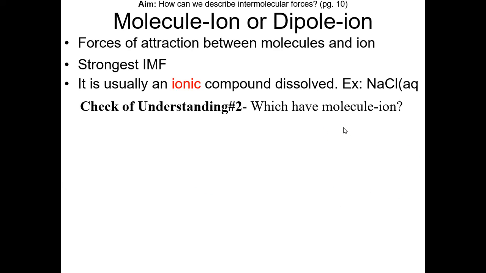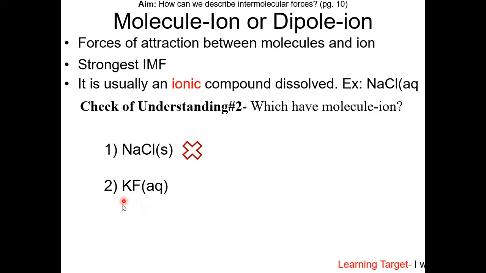So check of understanding number 2. Which of the following will have a molecule-ion interaction? Let's look at the first one. We have NaCl in the solid state. The answer is no, it only has ions. There's no molecules present. For KF aqueous, KF is an ionic compound, so there are ions, and aqueous means water. So that's the molecule, so there is molecule-ion interaction.